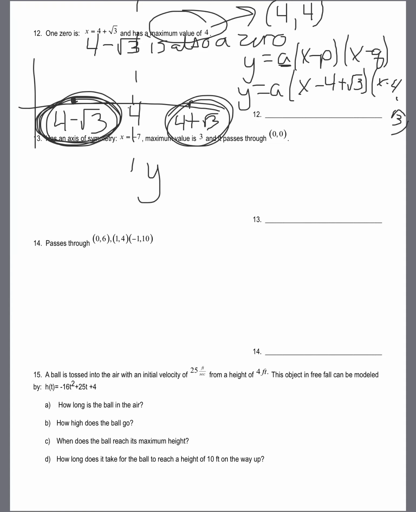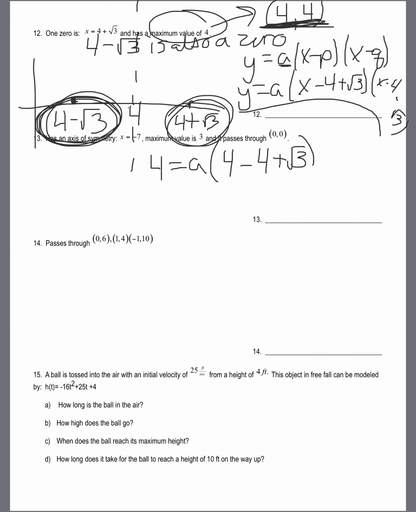But at the same time, I'm going to have to solve for a. So I'm going to plug in 4 comma 4 for x and y into this whole big crazy equation. Then once I plug in 4 comma 4, the only thing that'll be left to solve for is a, and I should be able to. Okay, so y is going to be 4. A is what I don't know. X is 4 minus 4 plus root 3. Then my other parenthesis, if x is 4 again, minus 4 minus root 3.